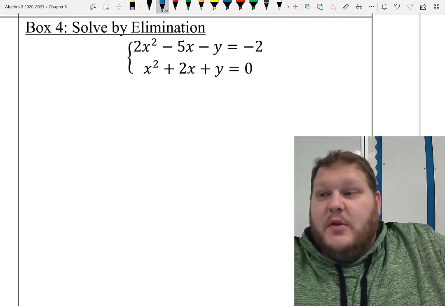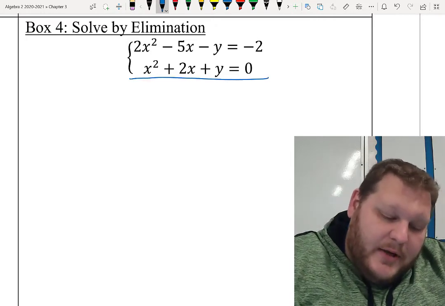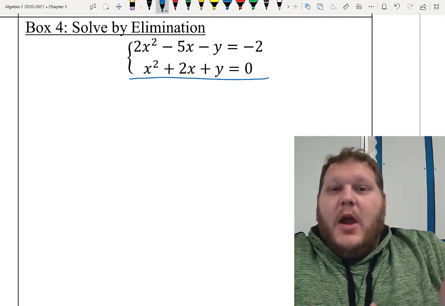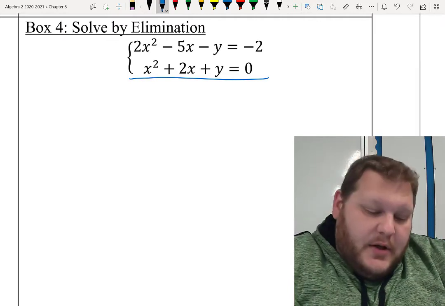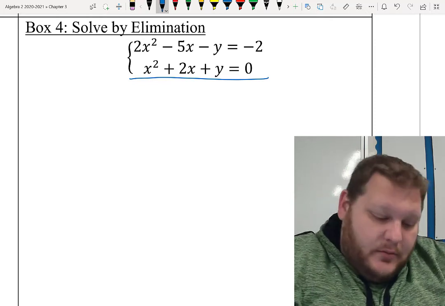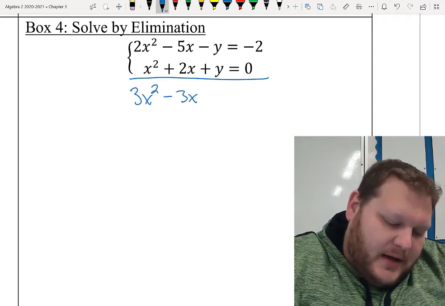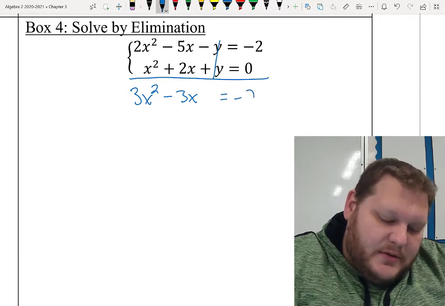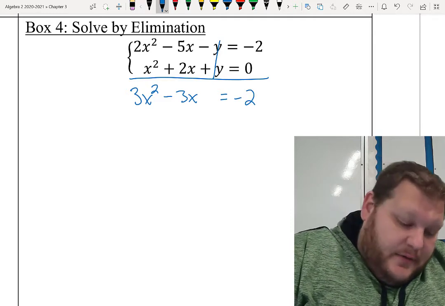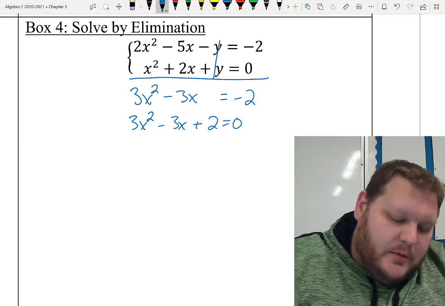Here, obviously, because I'm using this as an example, it is set up nicely for elimination. Because remember, in elimination, for the variable we're trying to eliminate, we want the same coefficient, but one positive and one negative. So here, I've got a negative y and a positive y. If I added my equations up, going down, we'd end up with 3x squared minus 3x, my y's cancel out, equals negative 2. So that tells me the equation I'm actually trying to solve would be 3x squared minus 3x plus 2 equals 0.